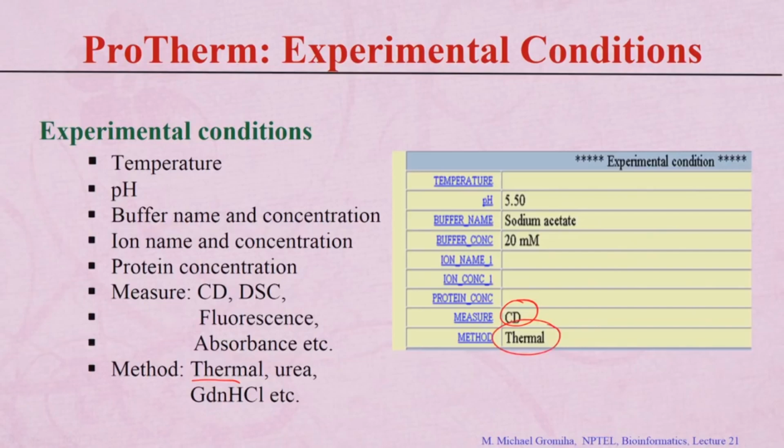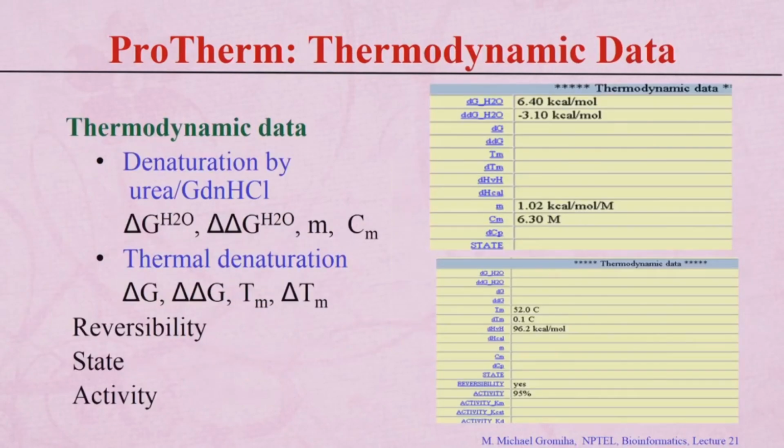So, what are the information which you can obtain in the literature, whether they report in the literature when they do the experiments, then we give all the experimental conditions. Now we get the data, whether you get the data by denaturation, for example delta G H2O for the wild type, this for the mutant.